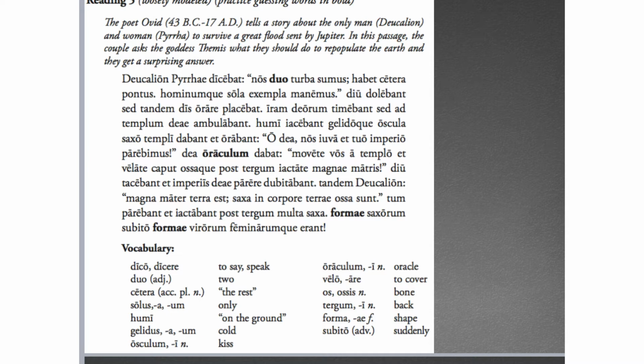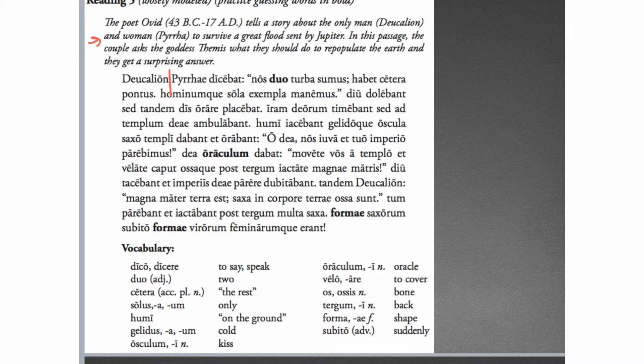hominum quae sola exempla manemus. All right, be careful of proper names. A lot of people forget that proper names have their own cases just like any other word. So Deucalion and Pyrrha are separate people, which you can see from the introduction here. So Deucalion was saying to Pyrrha. Pyrrha is the indirect object, because of course the quote is the direct object. So Deucalion was saying to Pyrrha.